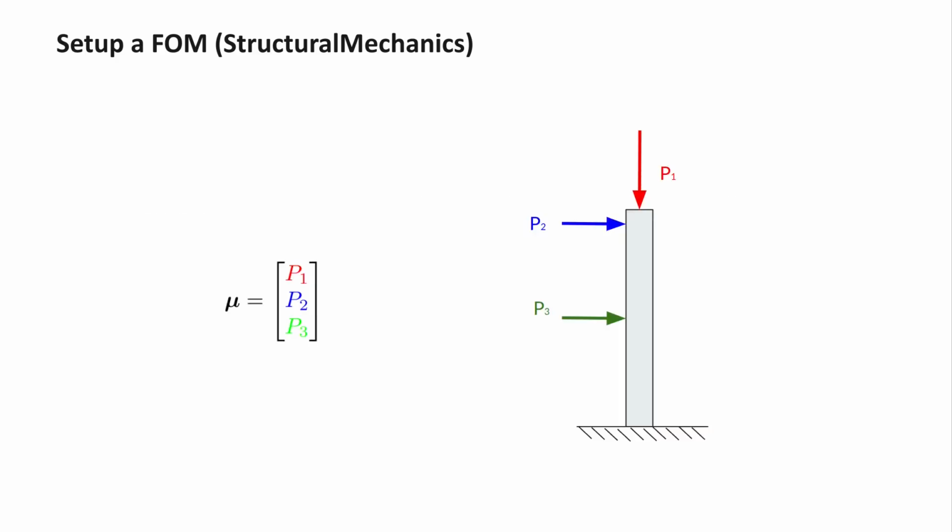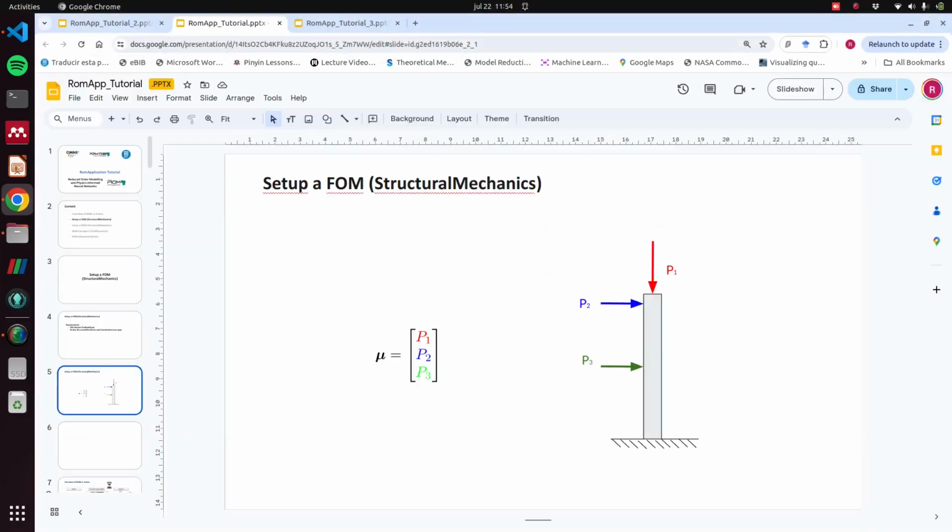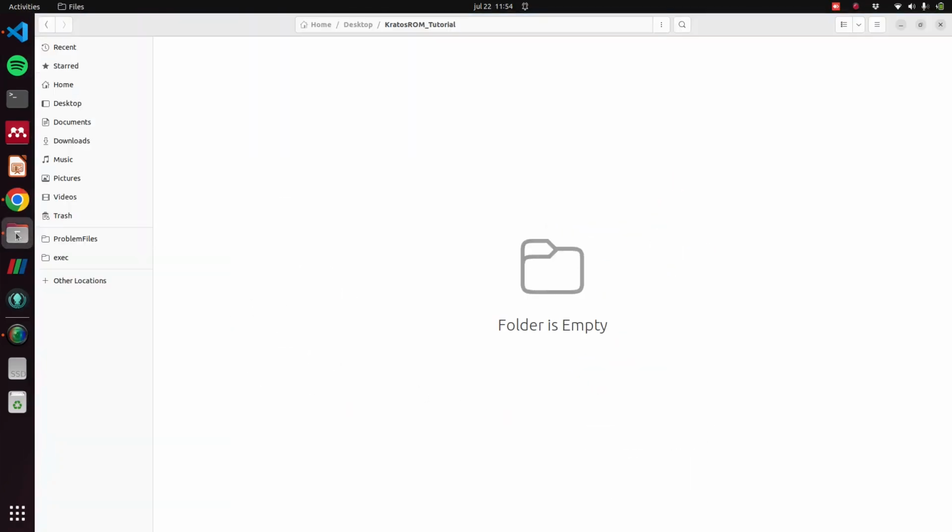So this is the geometry that we are going to be studying in this tutorial. It is a simple beam. It is clamped, so one of the sides is restricted in the x and y directions, and we have three pressures, P1, P2 and P3. The magnitude of these pressures will constitute our parameters vector mu. So let us go to GID and model this.